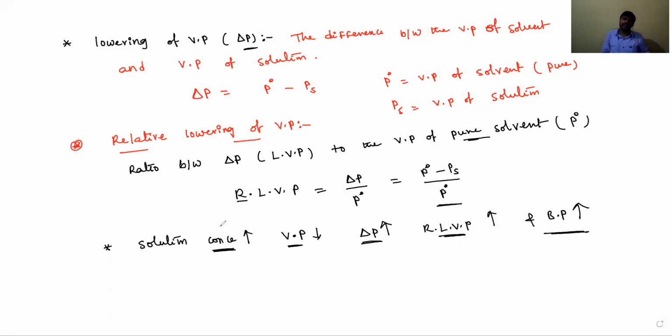You must remember that as the solution's concentration increases, the solution vapor pressure automatically decreases when compared to its pure solvent. That's why the difference P naught minus Ps will increase. Delta P is increasing. Then the RLVP value will increase, because delta P is increasing and the P naught value is constant. And the boiling point of the solution will increase.